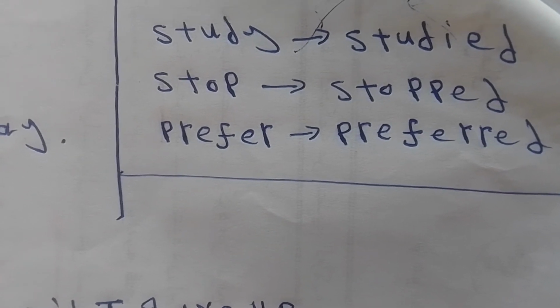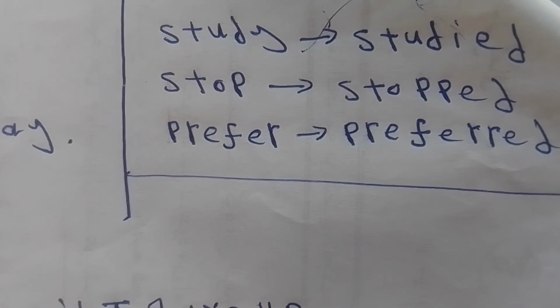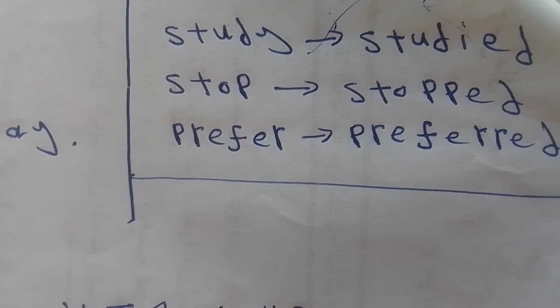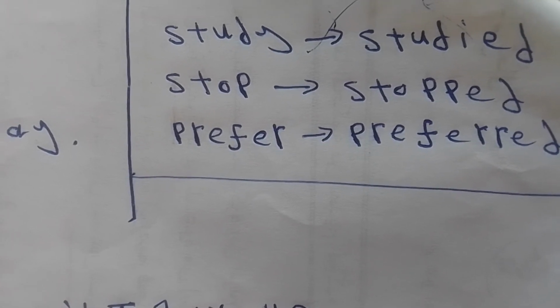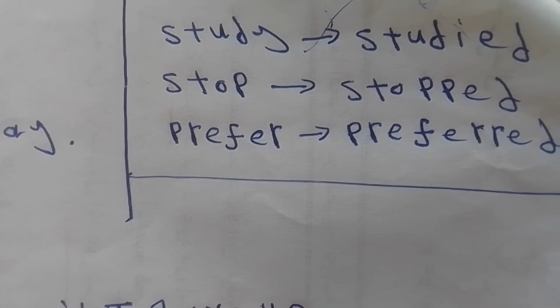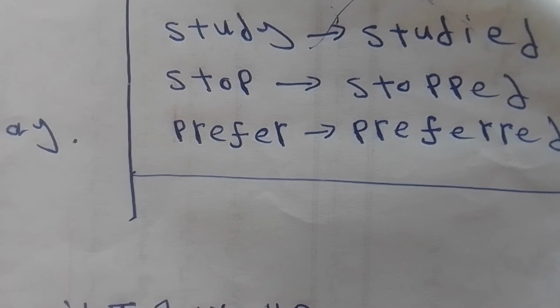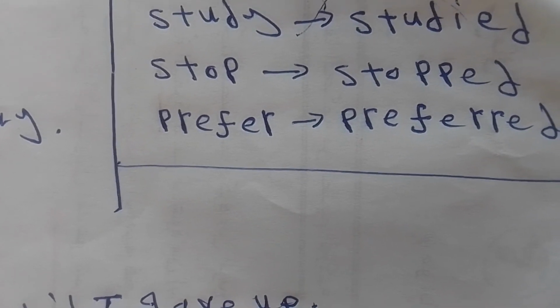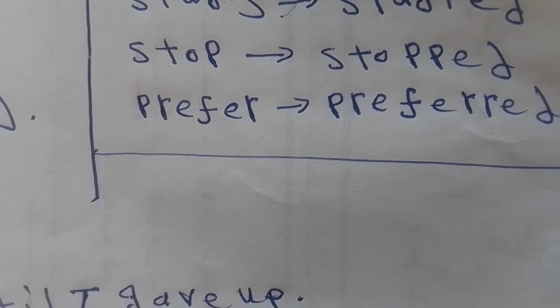How about the verb stop? Stop is a verb that ends with p. P is a consonant sound preceded by a vowel. We double the consonant here and it becomes stopped.